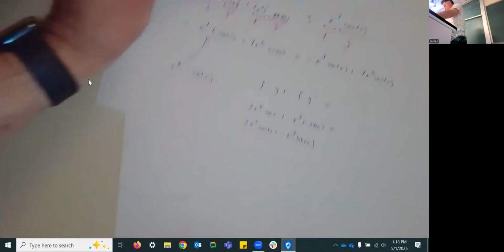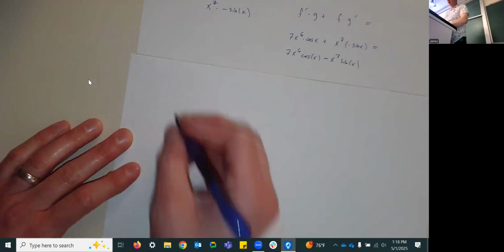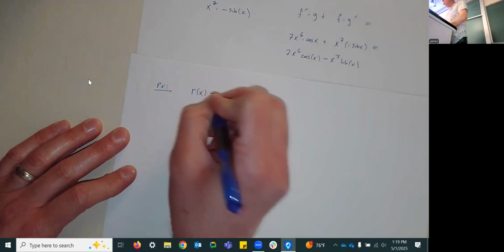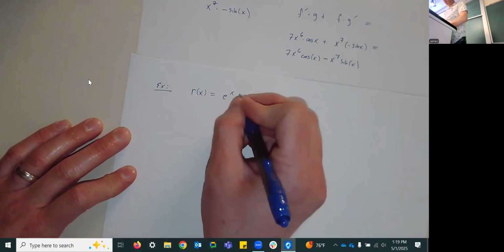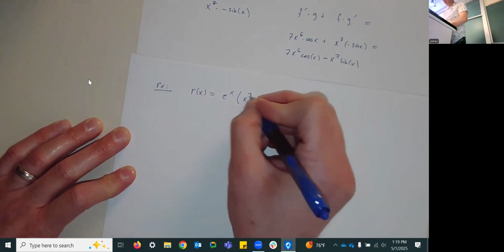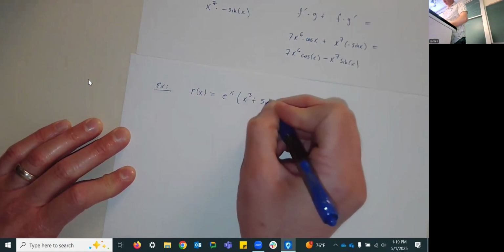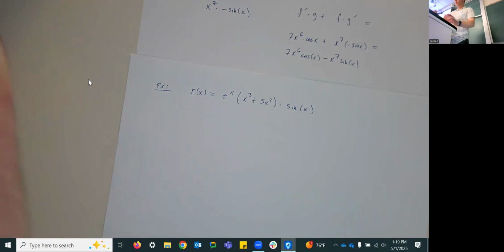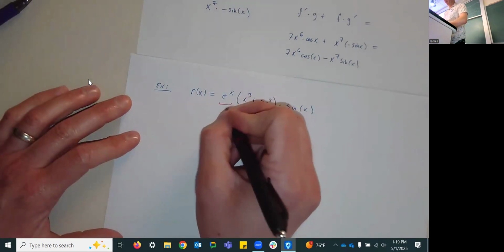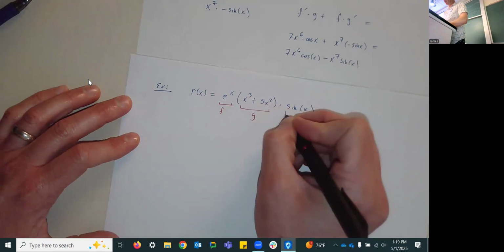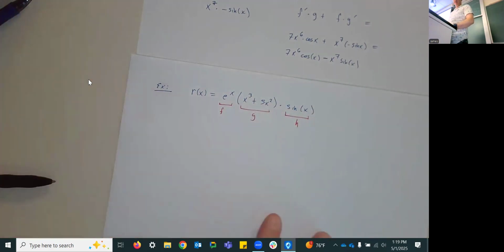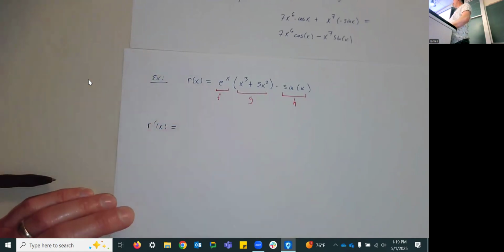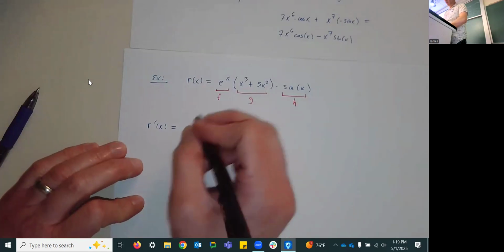So let's see, do I have any more interesting examples? Oh yeah, let's do a triple product. Let's say our function was r of x equal to, sure, e to the x times x cubed plus 5x squared times sine of x. So now I don't just have a product of two things, I have a product of three things. I have an f, a g, and an h. So my derivative, my r prime of x, is going to have three pieces. It's going to have the derivative of e to the x.